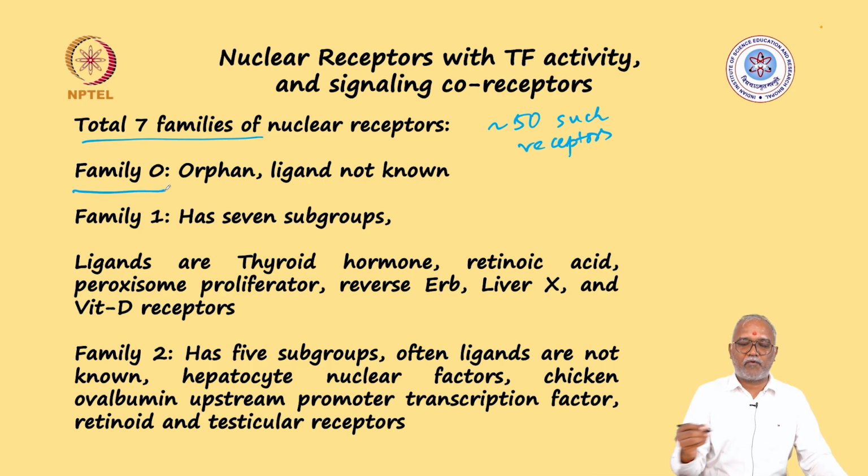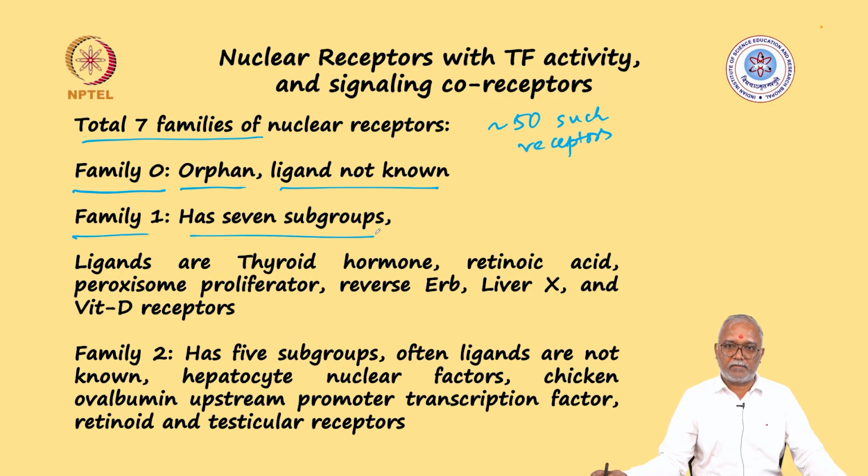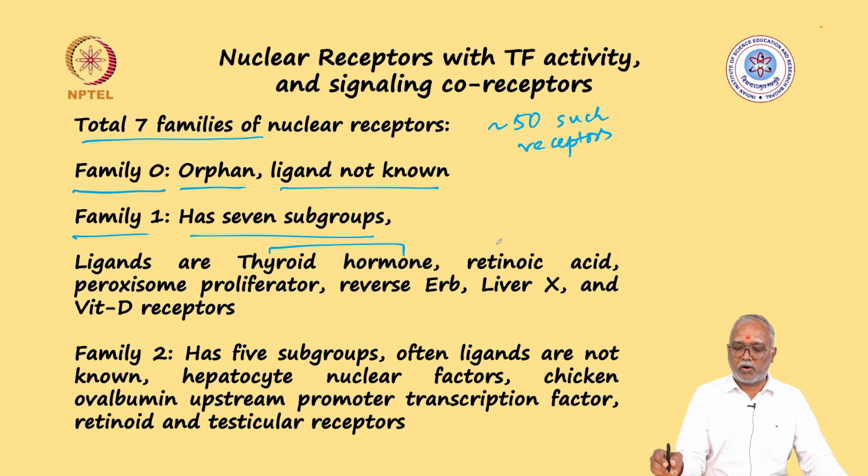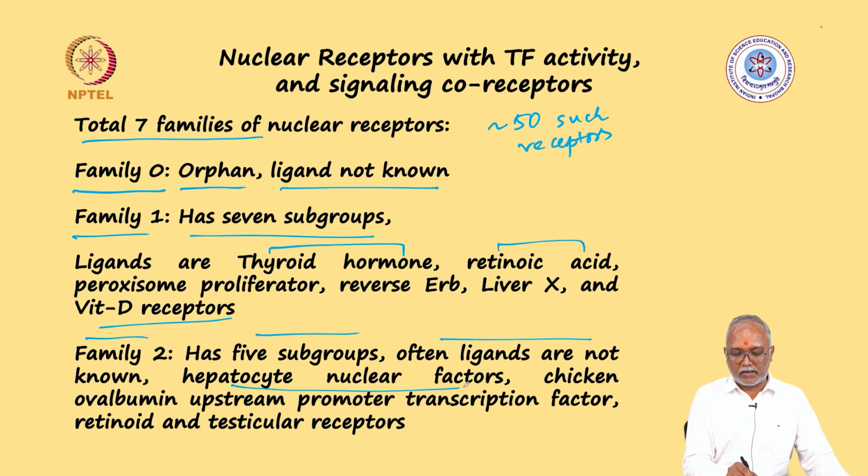The first family is called family 0, which is kind of orphan receptors, and ligands are not known. Family 1 has 7 subgroups. This is the largest family, with the maximum number of subgroups. Here the ligands which are known are thyroid hormone, retinoic acid or vitamin D receptors. Further, family 2, which has 5 subgroups, often the ligands are not known, but some of the known ligands are hepatocyte nuclear factor and the testicular and retinoid receptors.